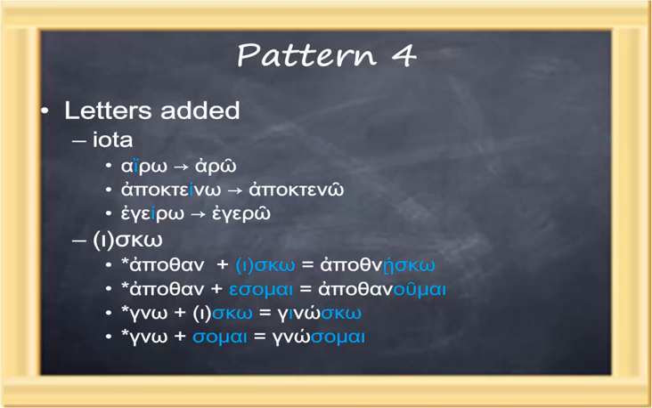Ginosko, the root for knowledge, is another example of where isko is added, and interestingly, an extra iota drops in between the gamma and the nu to form the present. So you get additions both of isko and the extra iota here. The future is formed quite regularly with a sigma and then the middle deponent personal endings.